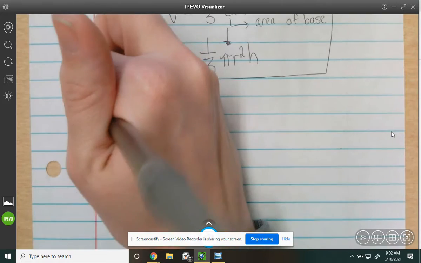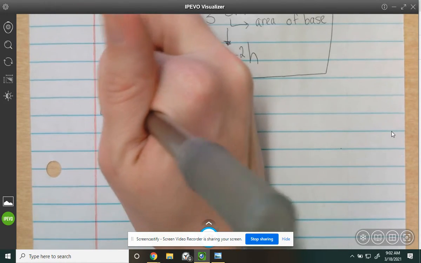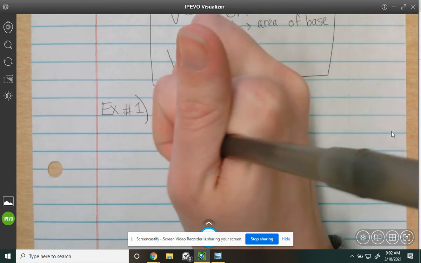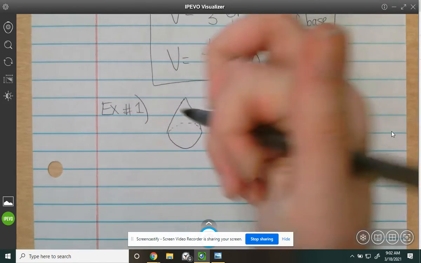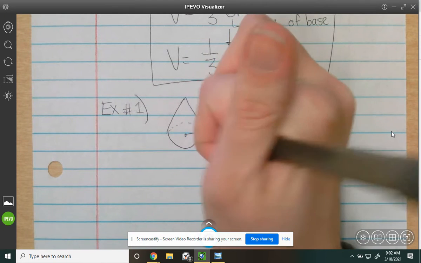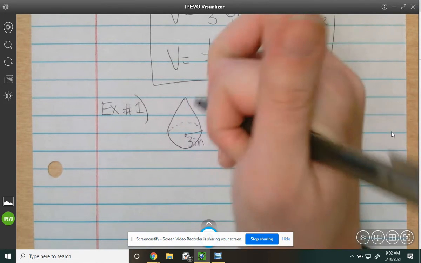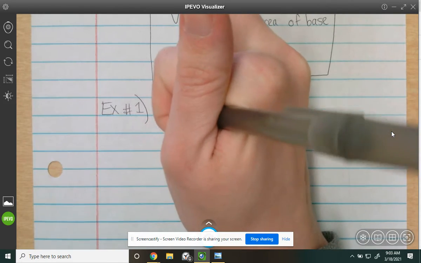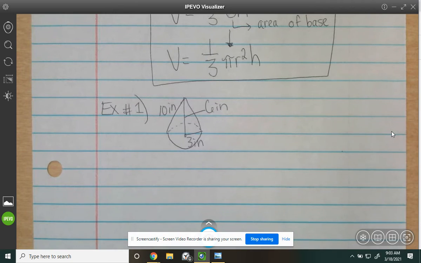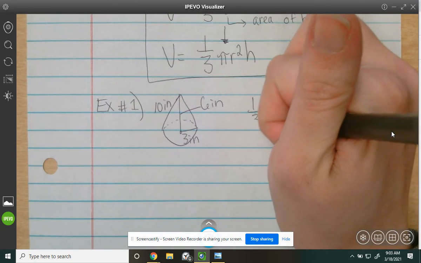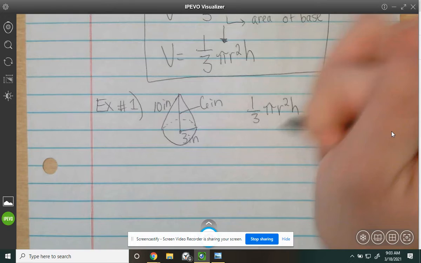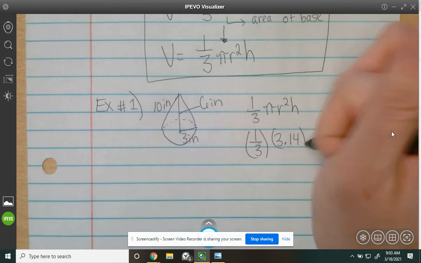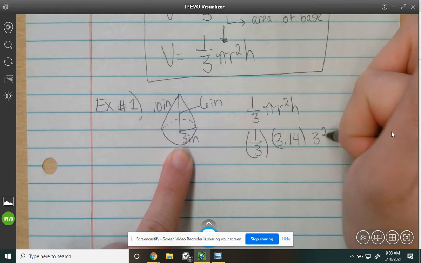Okay, so example 1. Got your cone. We're going to draw our own cones. And that'll be 3 inches, 6 inches, it'll be 10 inches. So I'm going to write out my equation. Drop my 1/3 down, pi. My radius is 3 because that's in the circle, so I'm going to square 3.